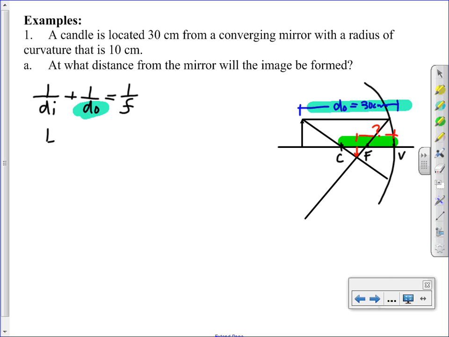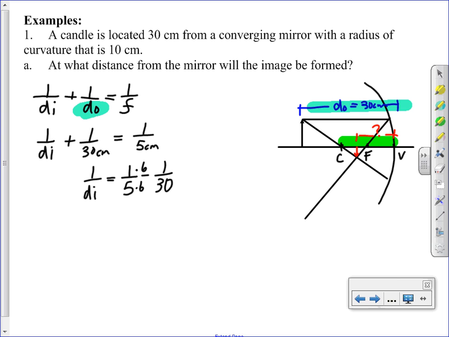So when I plug those numbers in, 1 over di plus 1 over 30 centimeters equals 1 over 5 centimeters. The question is, what's the value of di? How do we get di by itself? So the first thing we would do is subtract 1 over 30 from both sides. Now at this point you have two options. One, which I think is probably the simplest, is get a common denominator and get the answer. So I'm going to times this by 6, and we get 1 over di equals 6 over 30, take away 1 over 30 is 5 over 30.